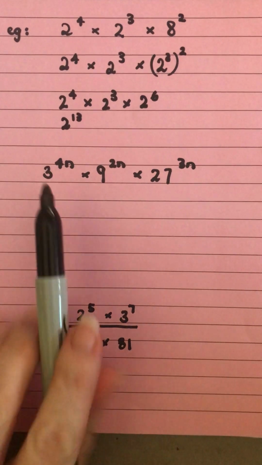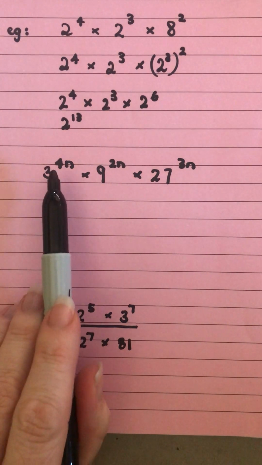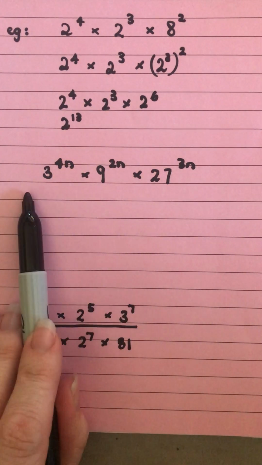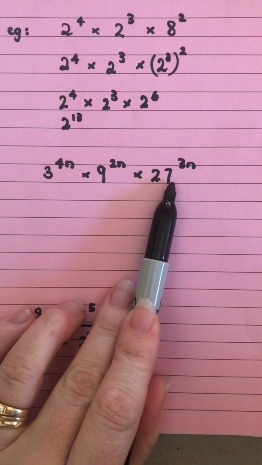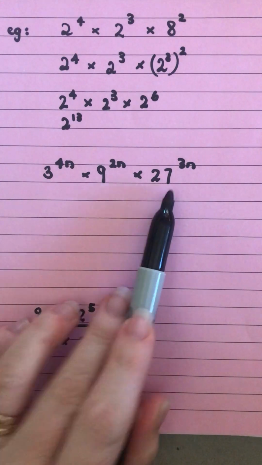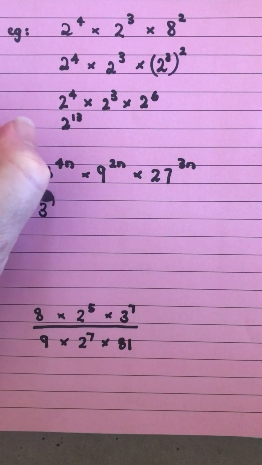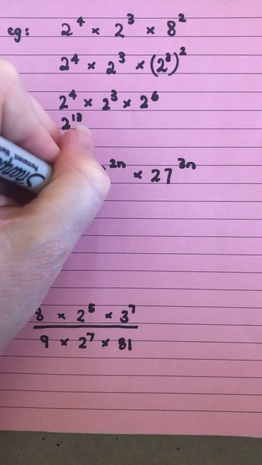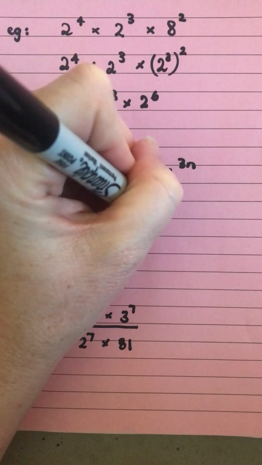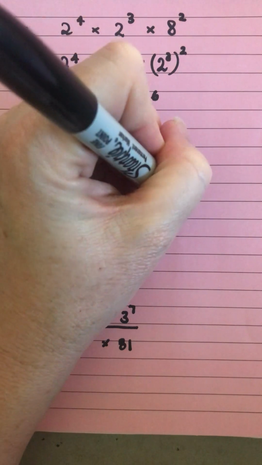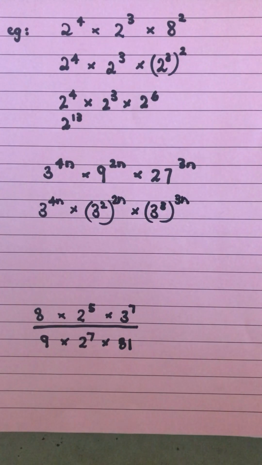Then I've got down here where I've got a 3 there. I've got my 9, which isn't a prime, and my 27 isn't a prime, so I want to change them to powers of primes as well. So my 3 will stay the same. My 9 I know is 3 squared, and my 27 I know is 3 cubed. So you do need to be familiar with what those common powers and numbers that you'll be working with.